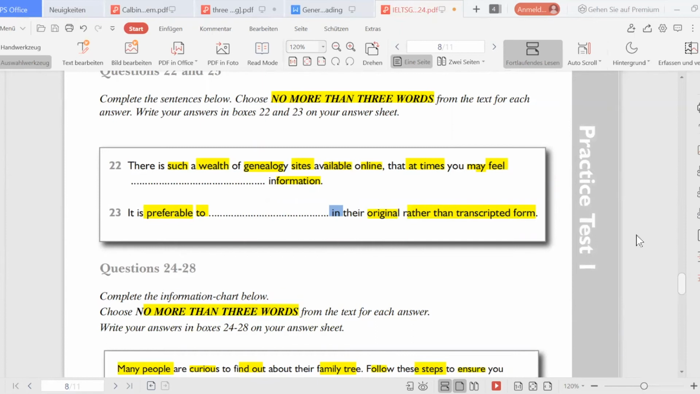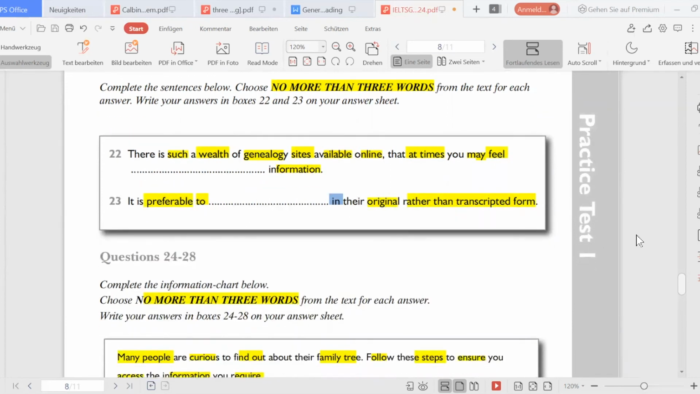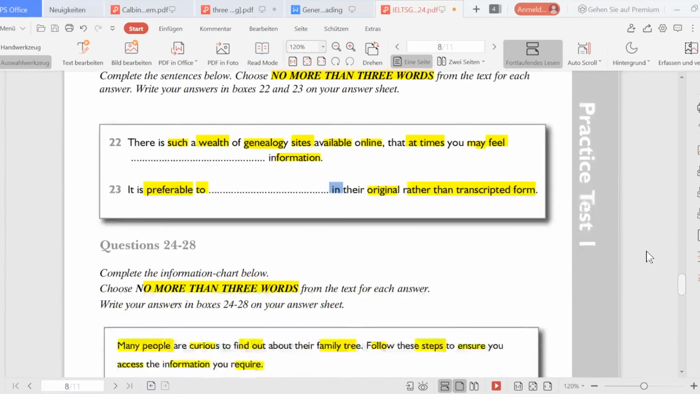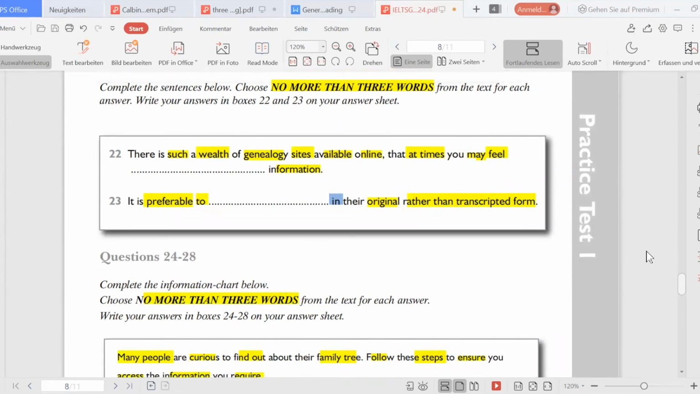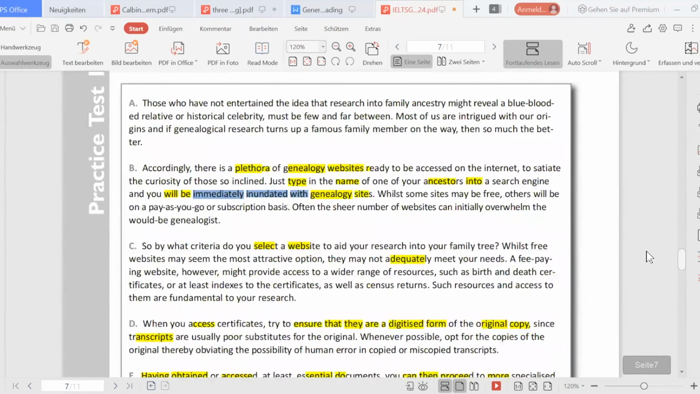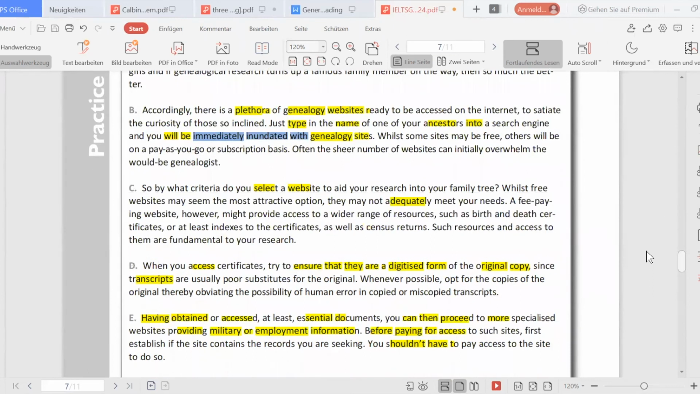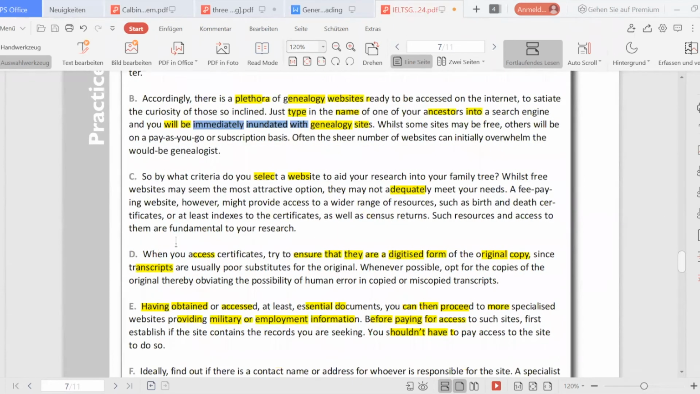So that tells you we're actually looking at an infinitive particle. And this infinitive particle could, because of this preposition in, after that, we're looking at probably a verb phrase, 2 or 3 words. And to cut the long story short, the answer is actually access certificates.